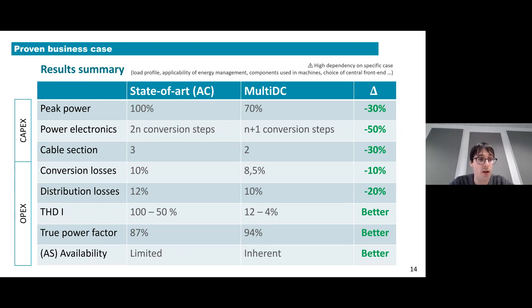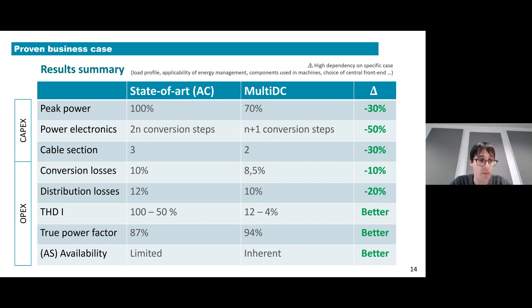Conversion losses are those by the power electronics. So you eliminate conversion steps, so you save on conversion. And the distribution losses are losses in cables and losses in transformers. You also save there because the voltage is much higher. So you save overall 10% on conversion losses, 20% on distribution losses. Again, very dependent on the system. And these are savings on the losses.